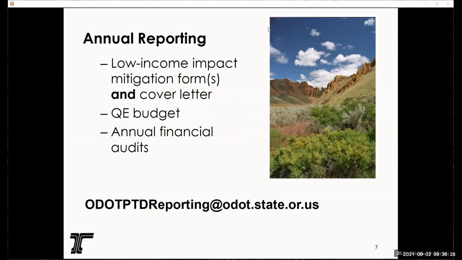Next on the list is the QE's annual budget, which is due to ODOT within 30 days of adoption. This is for the QE's budget only, so PTSPs do not have to submit this. This one is pretty straightforward. A copy of the budget should be submitted to ODOT's reporting inbox at the address provided on the screen. The last annual reporting requirement is the financial audit on STIF funds received. Since this one is a little more complicated, David is going to walk us through it in more detail.